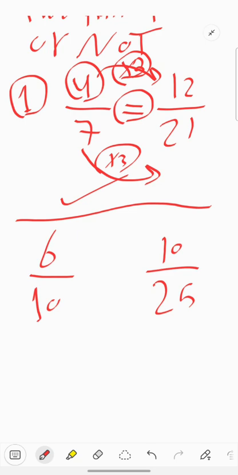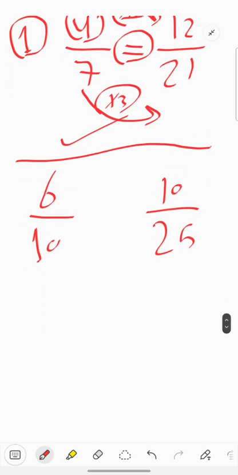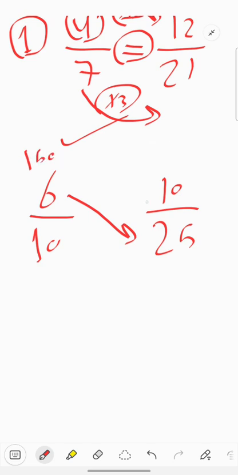The next example, we have 6 over 10 and 10 over 25. You can solve it by any strategy. So first strategy is 6 times 25, it's 125, so sorry, 150, and 10 times 10 equals 100. So 150 is not equal to 100, so the two ratios are not proportion.